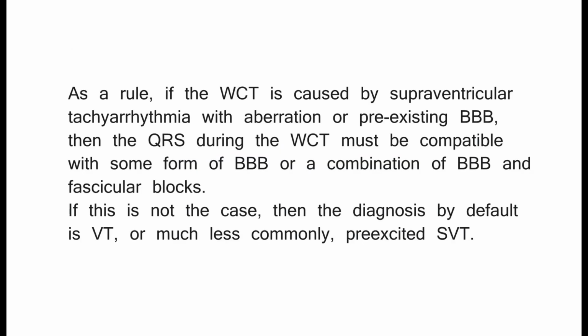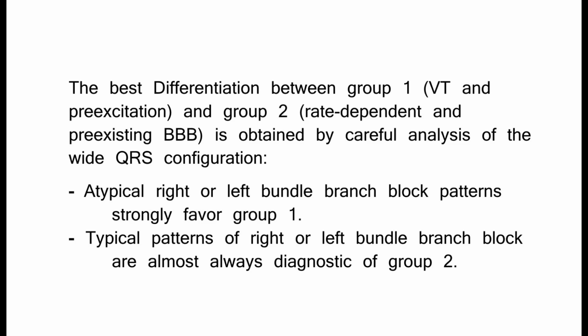QRS morphology. As a rule, if the WCT is caused by supraventricular tachyarrhythmia with aberration or pre-existing BBB, then the QRS during the WCT must be compatible with some form of BBB or a combination of BBB and fascicular blocks. If this is not the case, then the diagnosis by default is VT, or much less commonly, pre-excited SVT. The best differentiation between Group 1, VT and pre-excitation, and Group 2, rate-dependent and pre-existing BBB, is obtained by careful analysis of the wide QRS configuration.